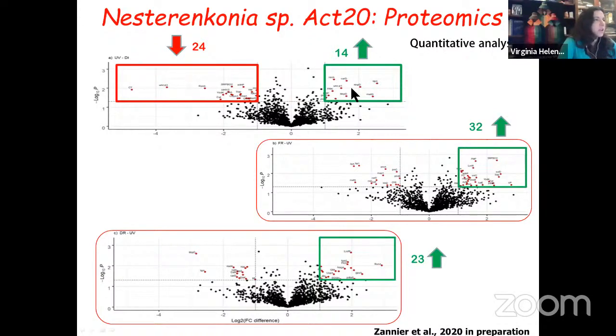So this is the UV proteome. We have 24 proteins that are downregulated and 14 proteins that are upregulated. When we compare photo repair with the condition of UV, we see that there are 32 proteins that are upregulated, and in the dark there are fewer proteins that are upregulated, and these are 23 proteins.